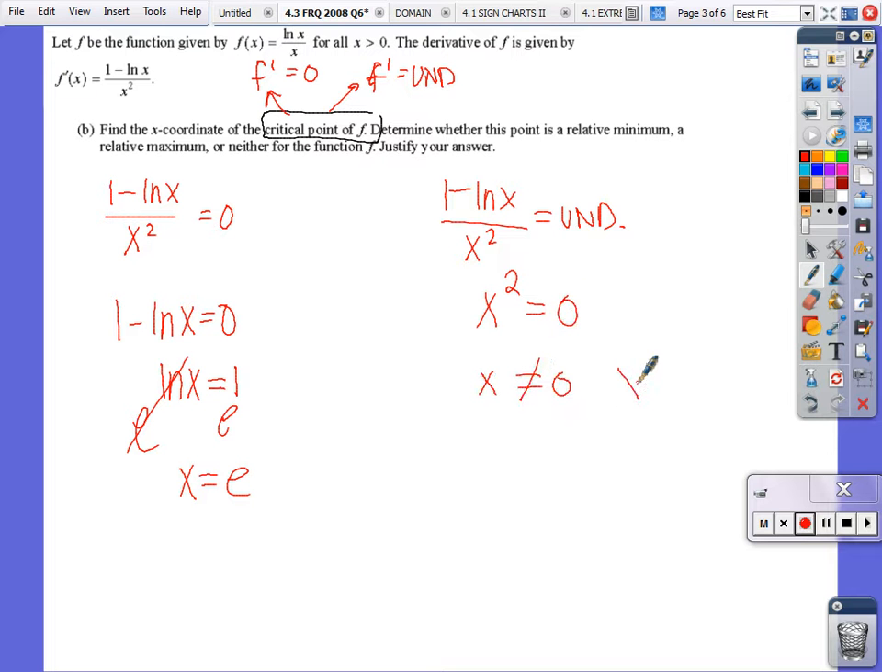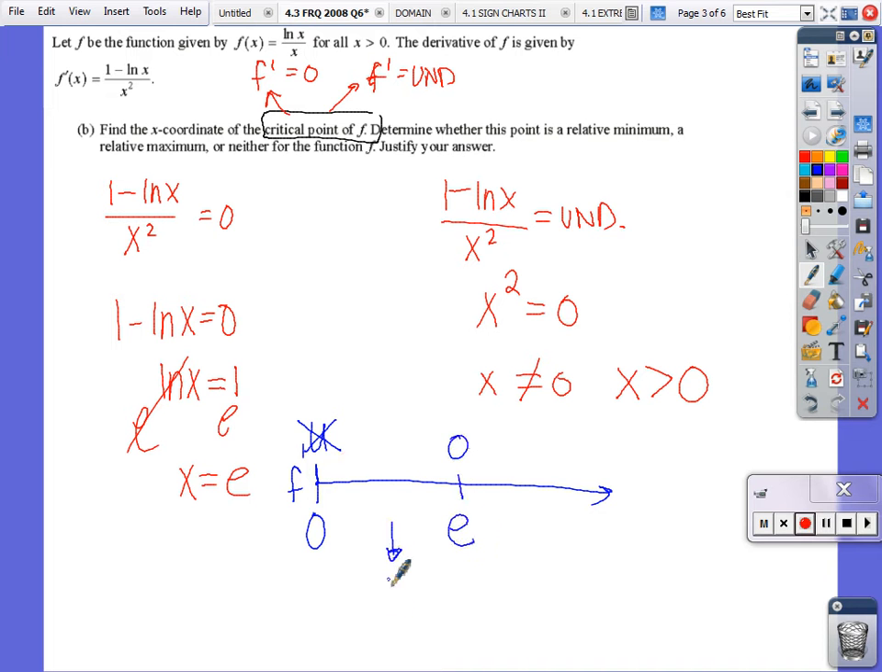But it can't equal 0 because if you remember at the beginning, it says that the domain is x greater than 0. If we want to know if that critical point here is a max or a min, we're going to do a sign chart for f prime. This is 0. Remember, the derivative was undefined, but it's not part of the domain. Here's e. The derivative is 0. I'm going to pick the value of 1. I'm going to put 1 into the first derivative, which is right here. I'm only going to care about the numerator because the bottom is always positive.